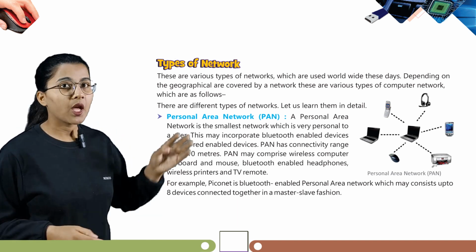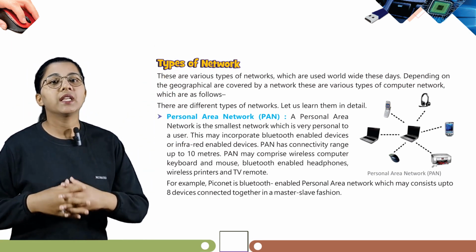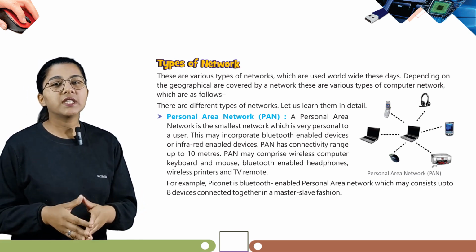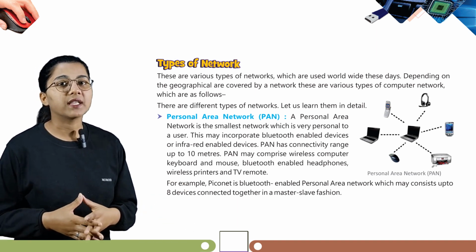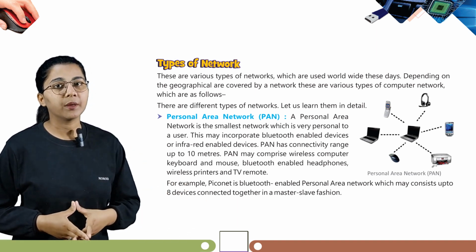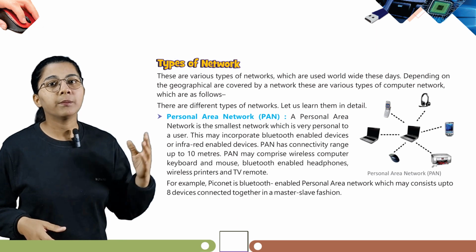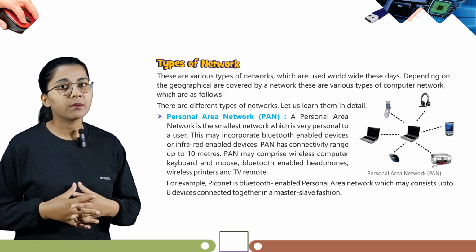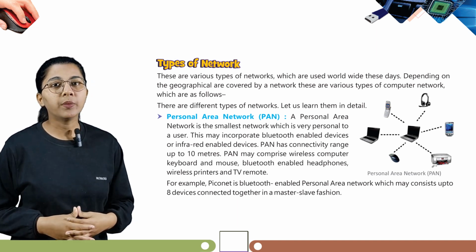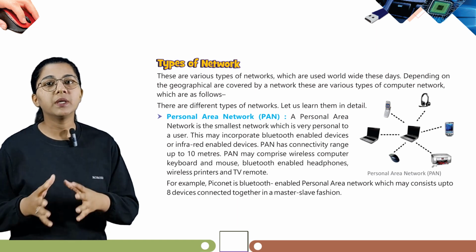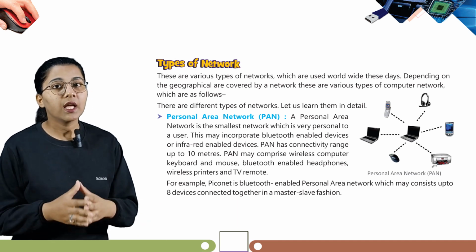So first is personal area network, that is PAN. A personal area network is the smallest network which is very personal to a user. This may incorporate Bluetooth enabled devices or infrared enabled devices. PAN has connectivity range up to 10 meters. PAN may comprise wireless computers, keyboards and mouse, Bluetooth-enabled headphones, wireless printers and TV remotes.